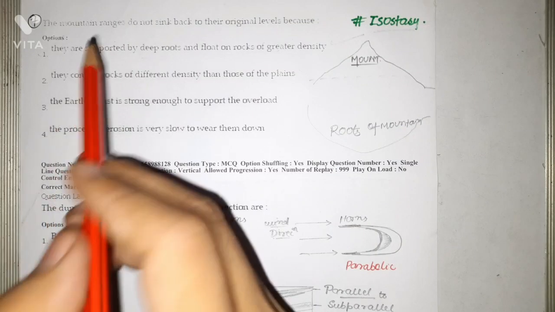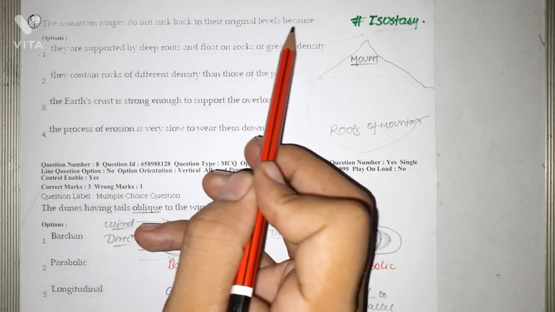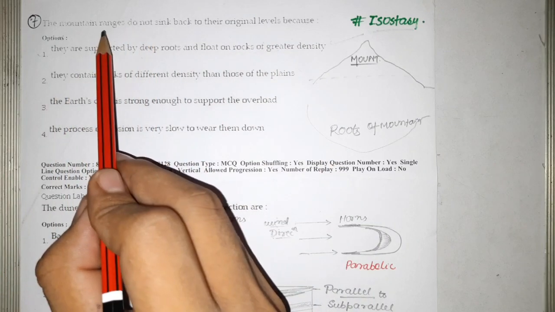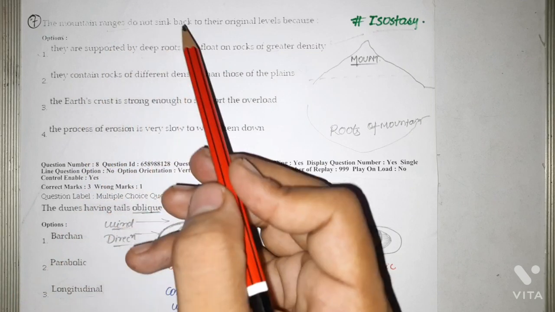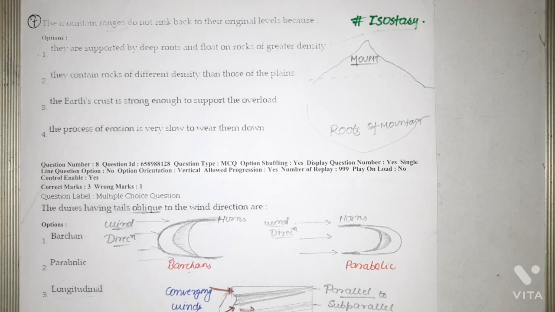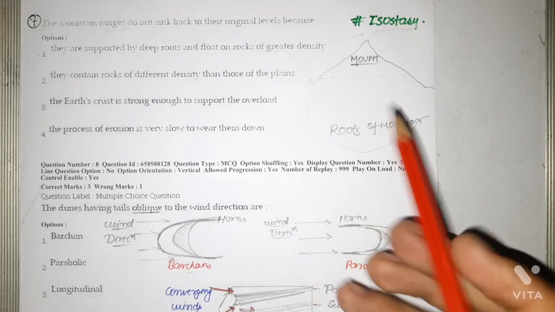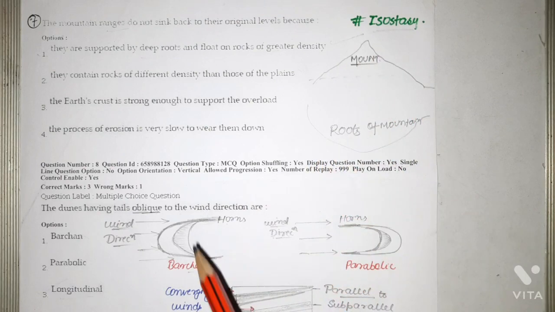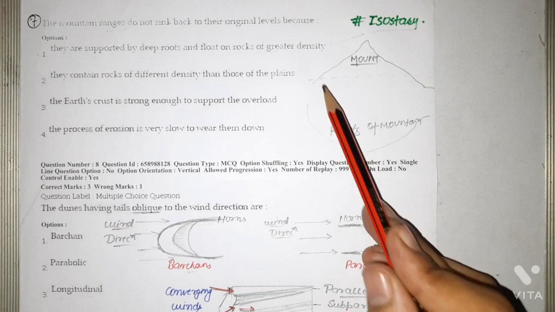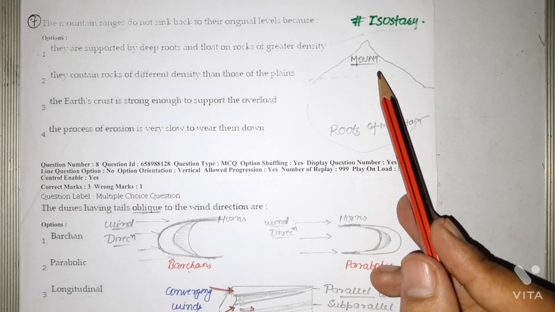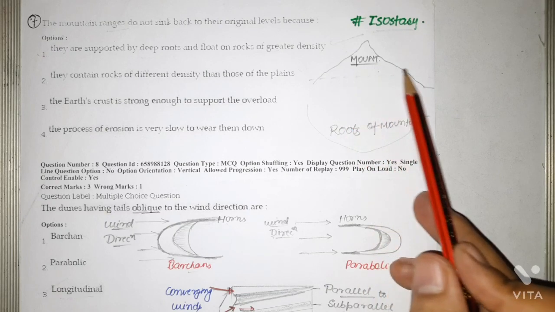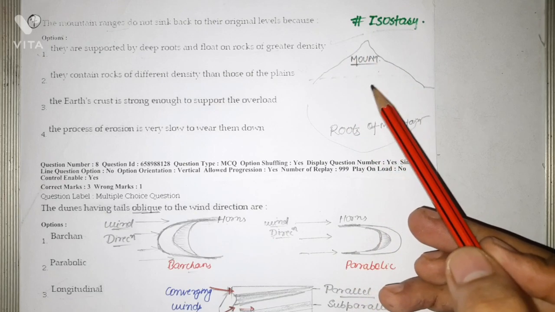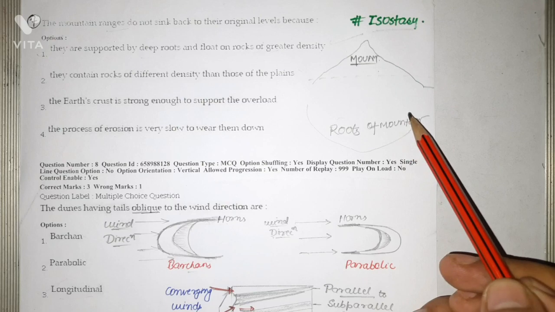Next question is, the mountain ranges do not sink back to their original levels because. Now this question is asking why mountain ranges are floating, why they are not sinking back to their original levels. This question can be explained by a well-known phenomenon, that is isostasy. Isostasy explains how different topographic heights like mountains can exist at the earth's surface. Isostasy requires the surface layers of the earth to be rigid and to float on or in a denser substratum. So from this condition, it is clear that mountain ranges or the surface layer are supported by deep roots and float on rocks of greater density.